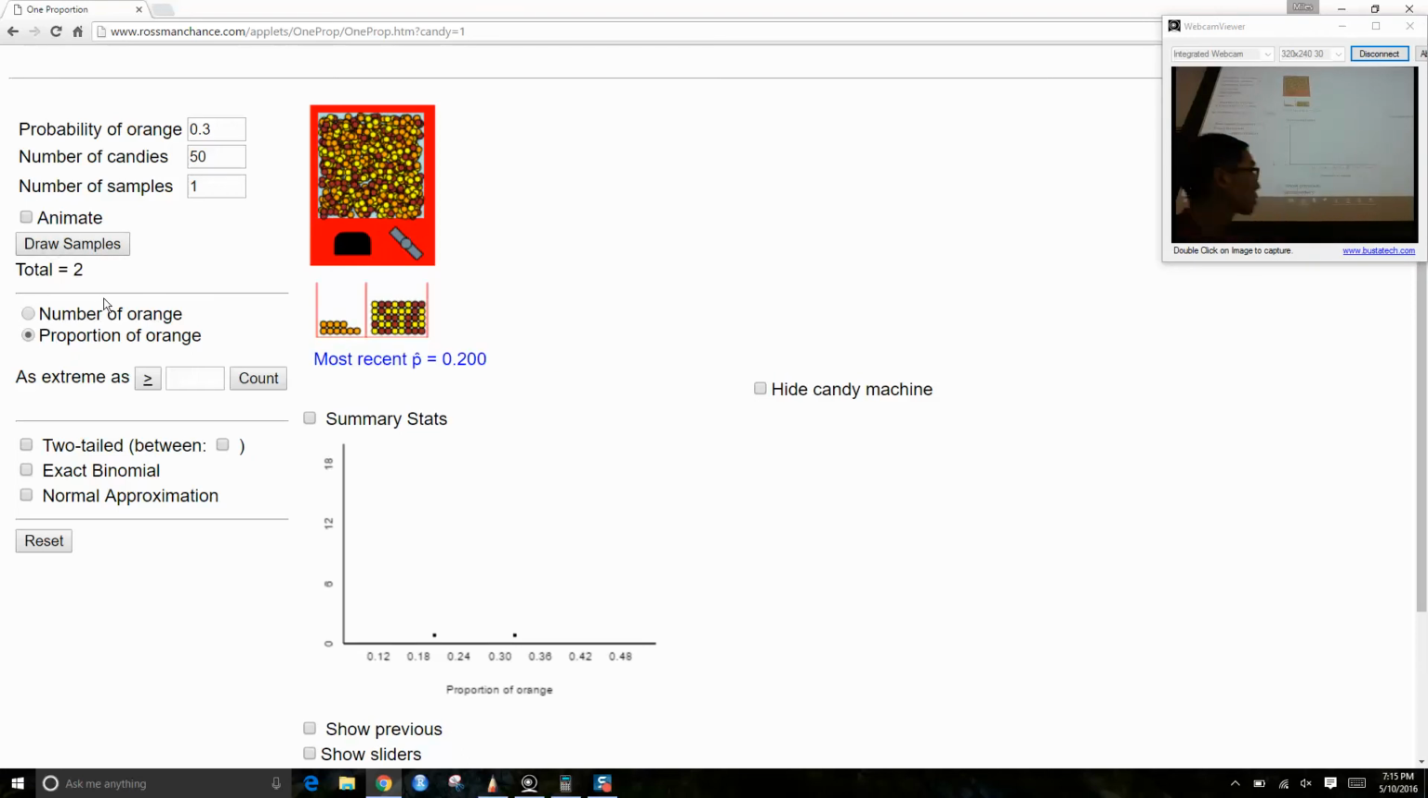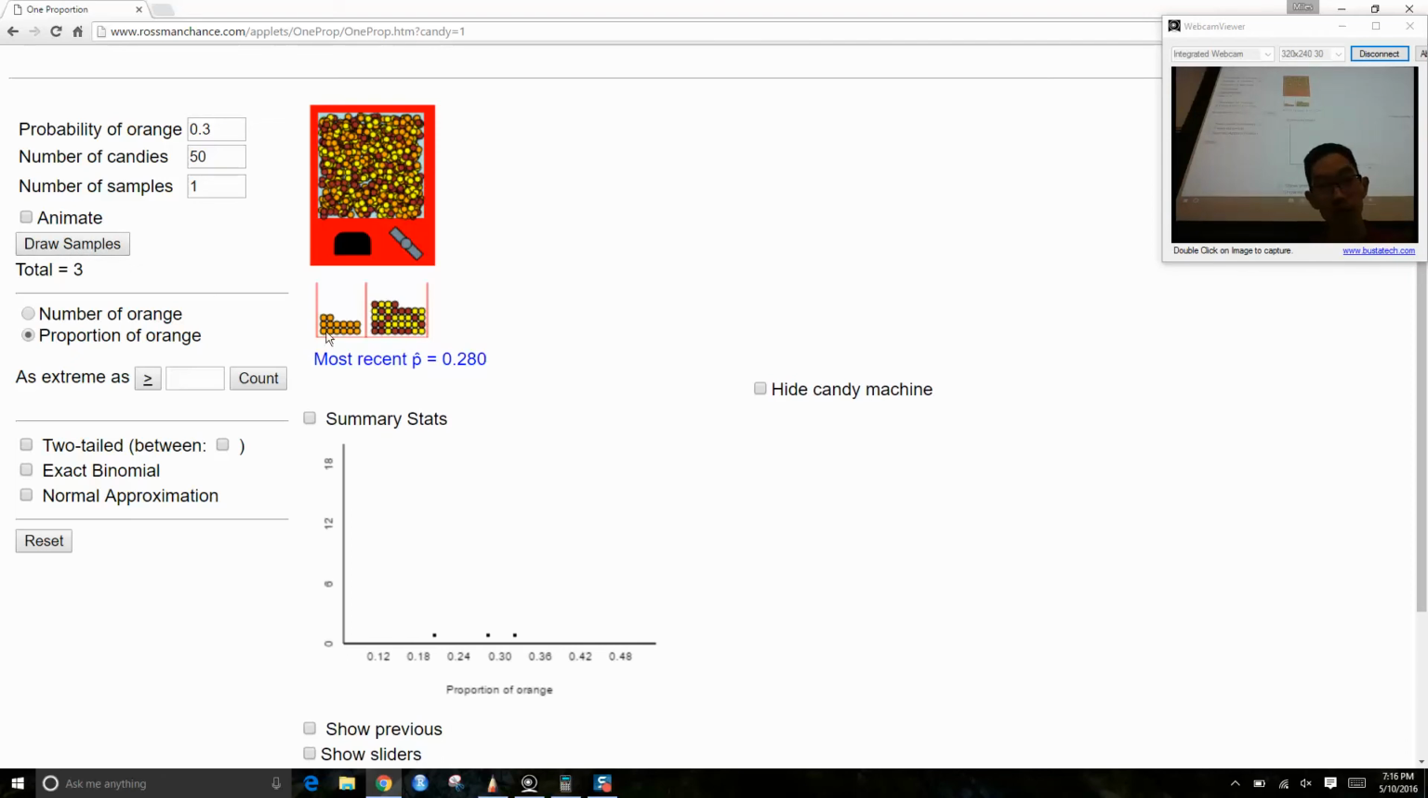This time, out of the 50 pieces of candy, only 10 ended up orange. So the proportion that's orange, p hat, is equal to 0.2. I record that number and put a dot right here at 0.2. And so we can run this thing over and over again.